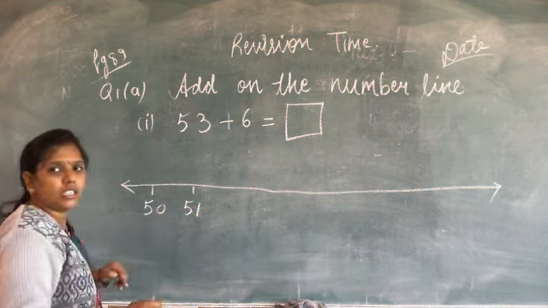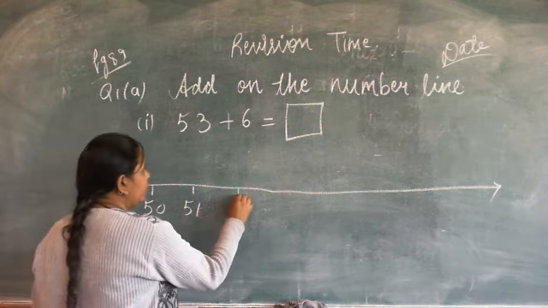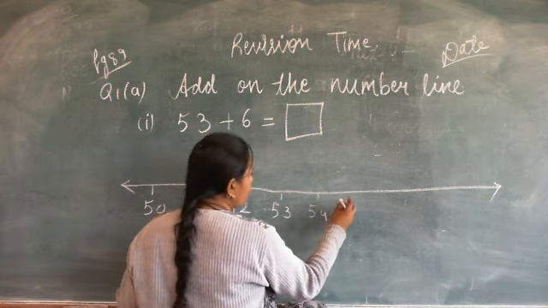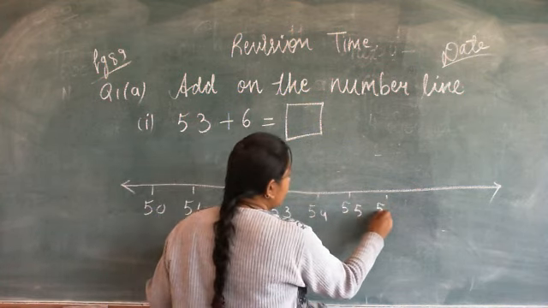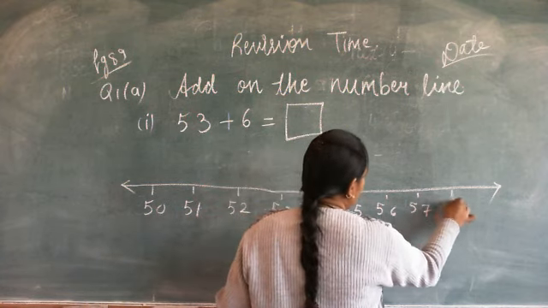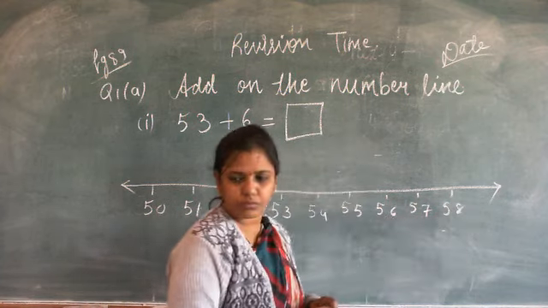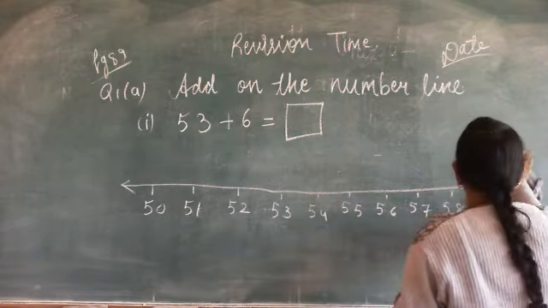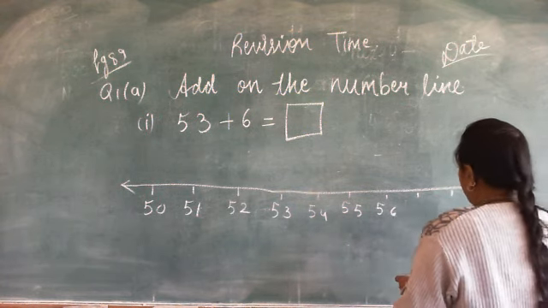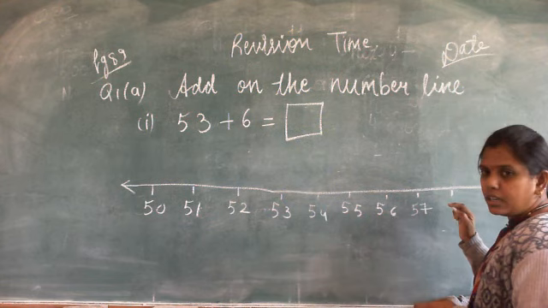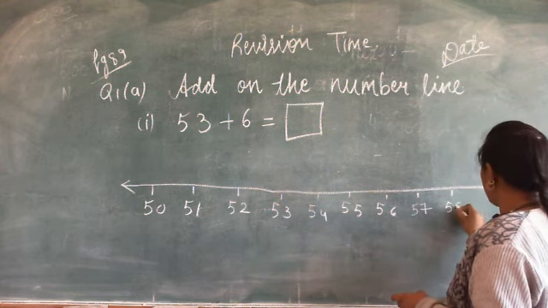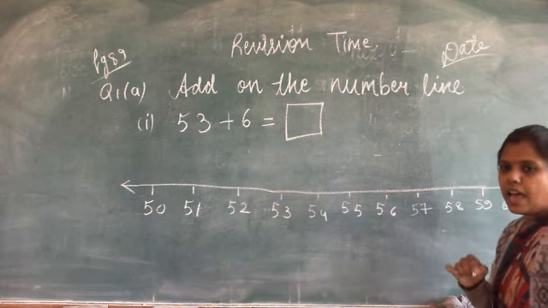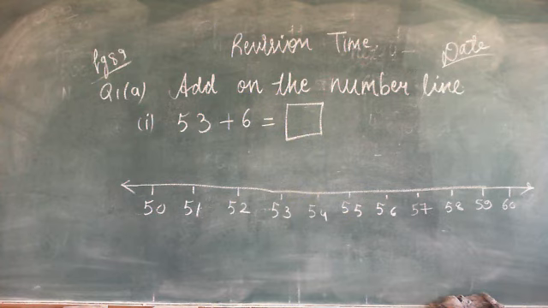In one box, write one number. 50, 51, 52, 53, 54, 55, 56, 57, 58, 59 and the last is 60. We will write till 60. Till 60 I have written numbers on the number line.